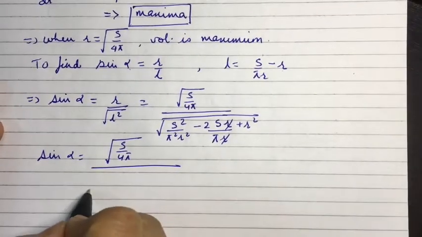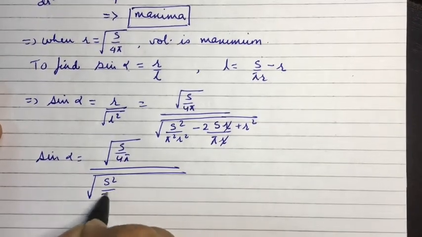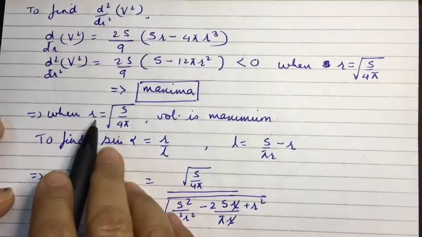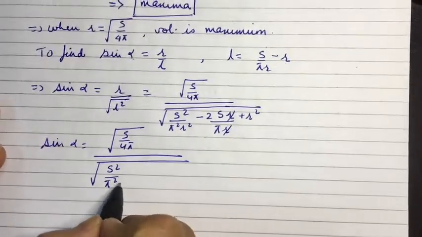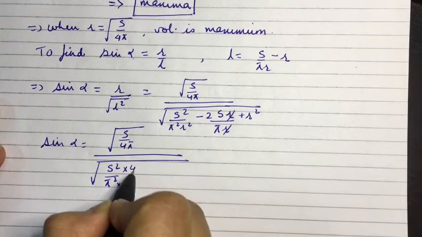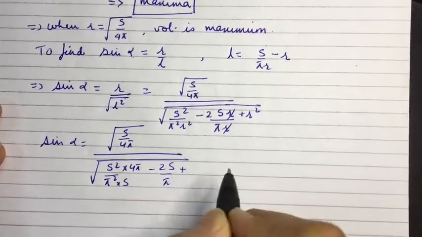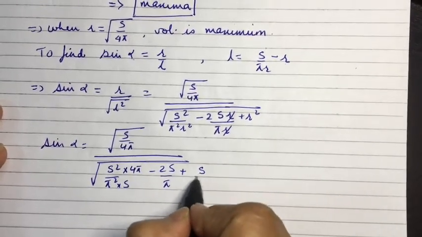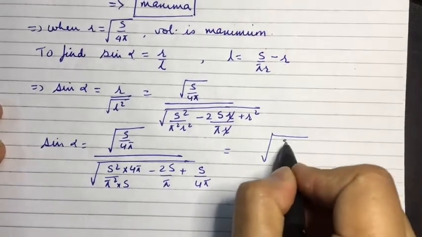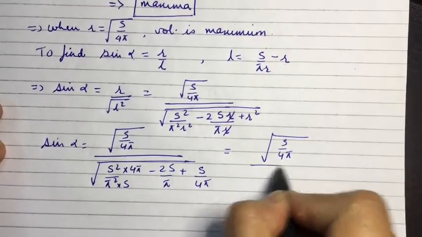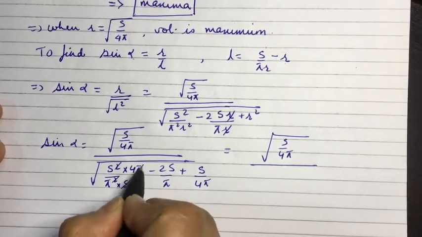Now this becomes square root of, now in place of r square we can write, r is square root of s upon 4 pi, so r square would be s upon 4 pi. So into s upon 4 pi minus 2s upon pi plus, in place of r square we again write s upon 4 pi. So this gives us square root of s upon 4 pi whole upon. Now this one s gets cancelled, one pi gets cancelled.